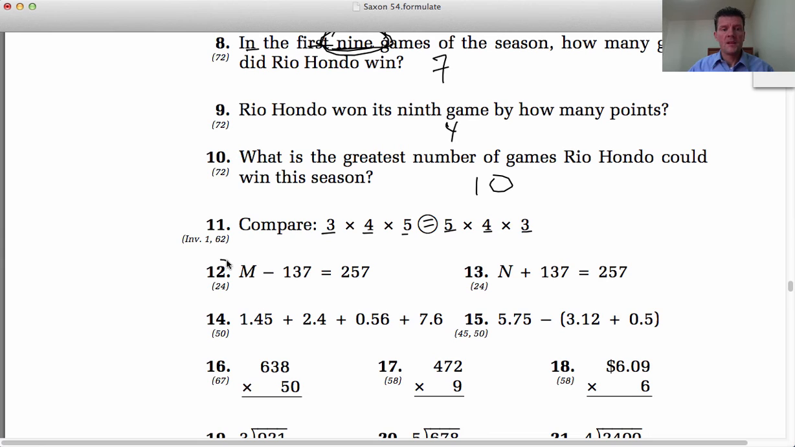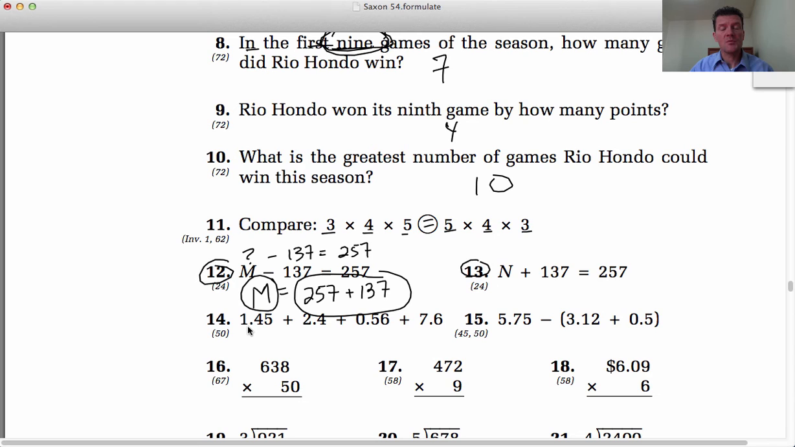Okay? Number 12 and number 13, remember every equation asks you a question. What minus 137 will give you 257? Well, that question is asking the same thing as what is 257 plus 137? If you're subtracting on the left side, that's the same thing as adding that number on the right side. So if you add 257 and 137, you will find out what that missing number is.